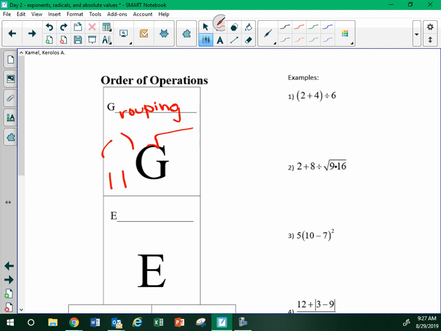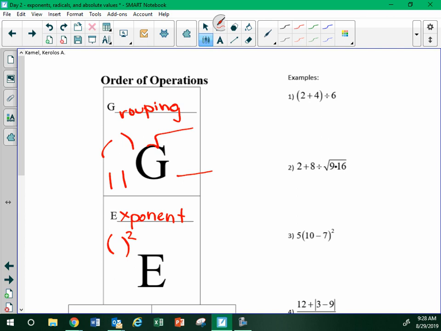All right. E stands for exponent. That's when we have like a square, like that. So this tells us the order in which we have to do our operations. What do we do first? Well, first we simplify inside parentheses, square root, or absolute value. And then we do any exponents that we have. Another type of grouping is if we have a fraction bar, we have to simplify the top. The top is a grouping and the bottom is a grouping. So that would be another example.